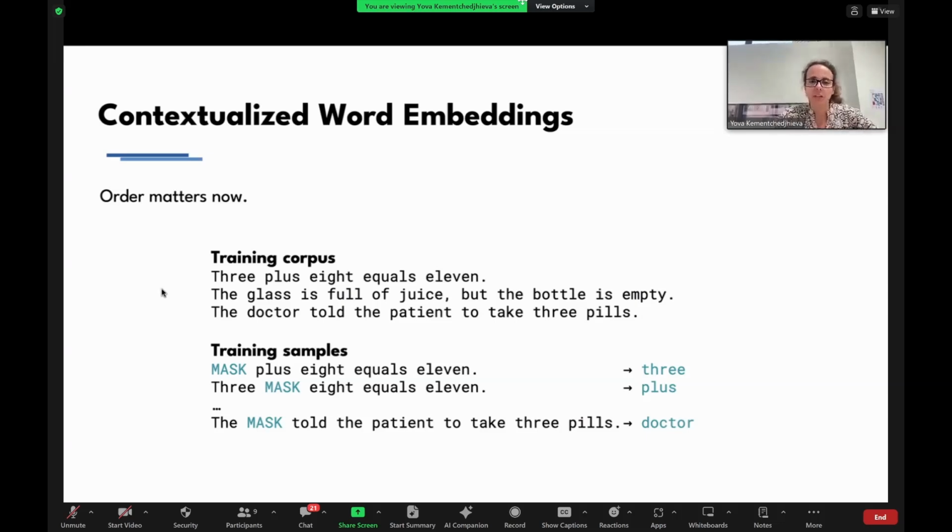So having the same training corpus as before, what we're now doing is we're creating training samples by masking some part of the text, feeding the masked text as input to the model, and trying to predict what has been masked. So previously, we would have taken 3 + 8 = 11 as an unordered set of context words and tried to predict 3, whereas now we're taking it as an ordered string, and we are masking the word 3 and trying to predict it.